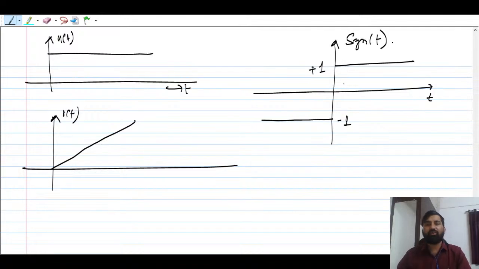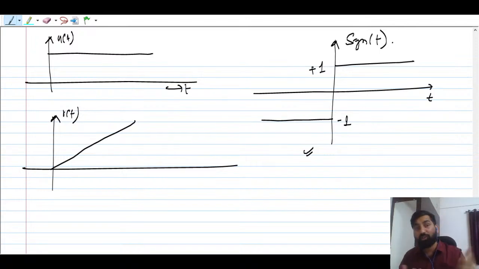Signum of t is also very important. You can also write this in terms of u of t. So these are three signals, three functions, that you have to remember. Apart from that, sinusoids are very important.